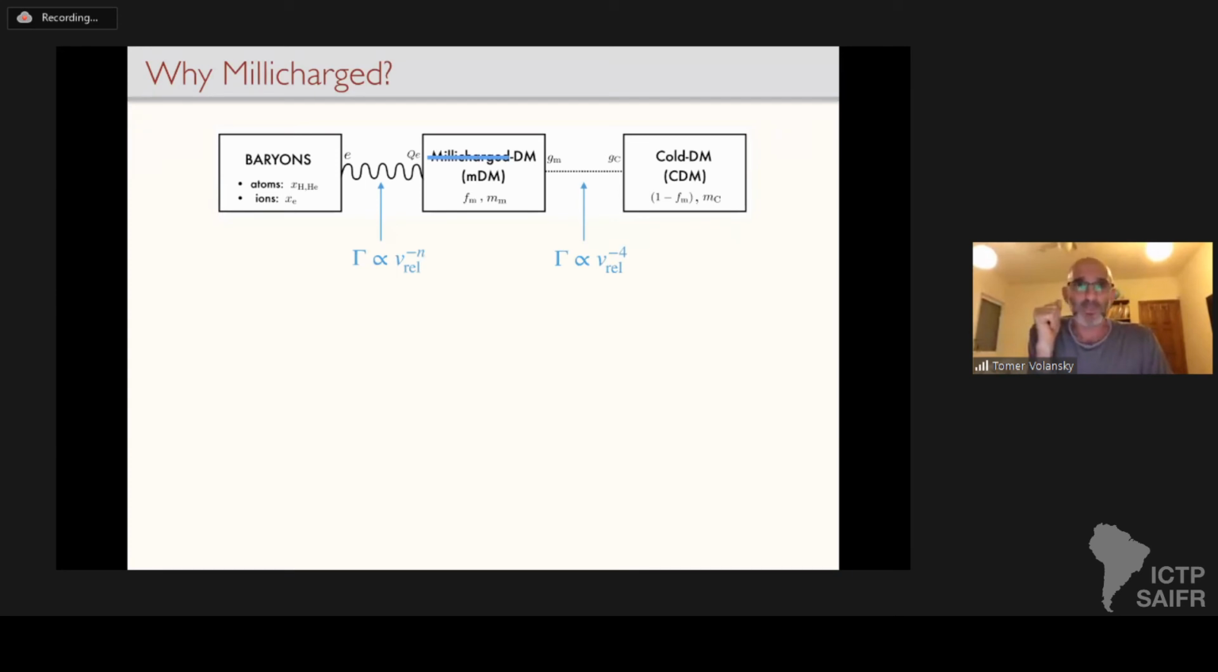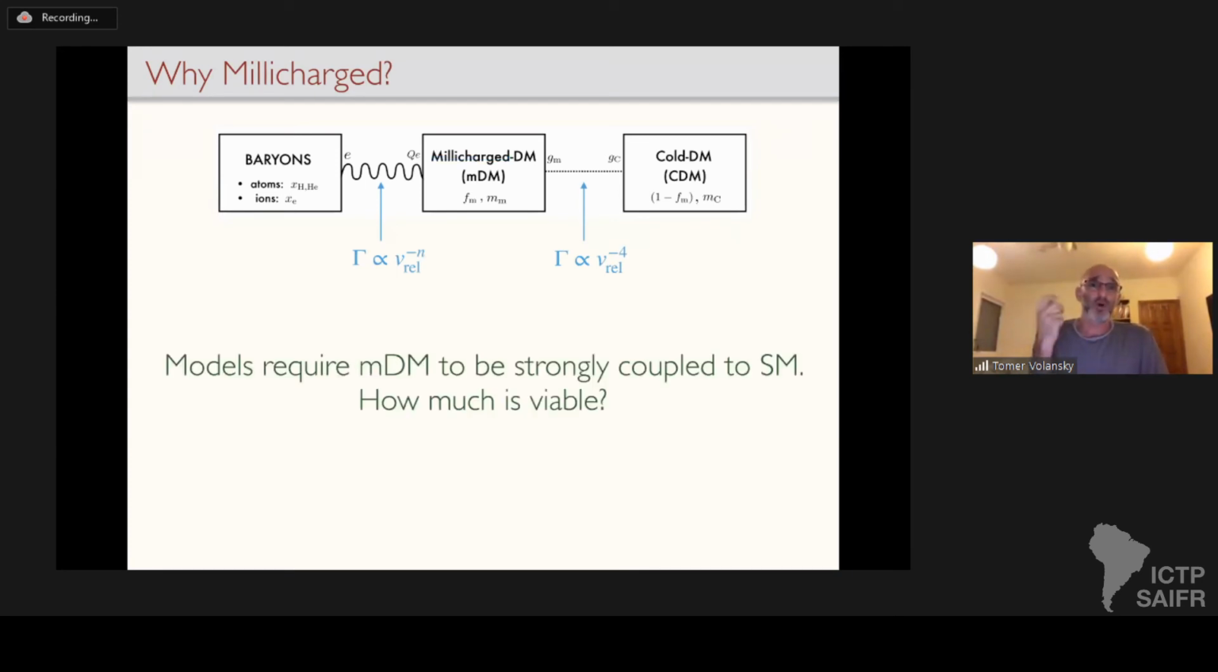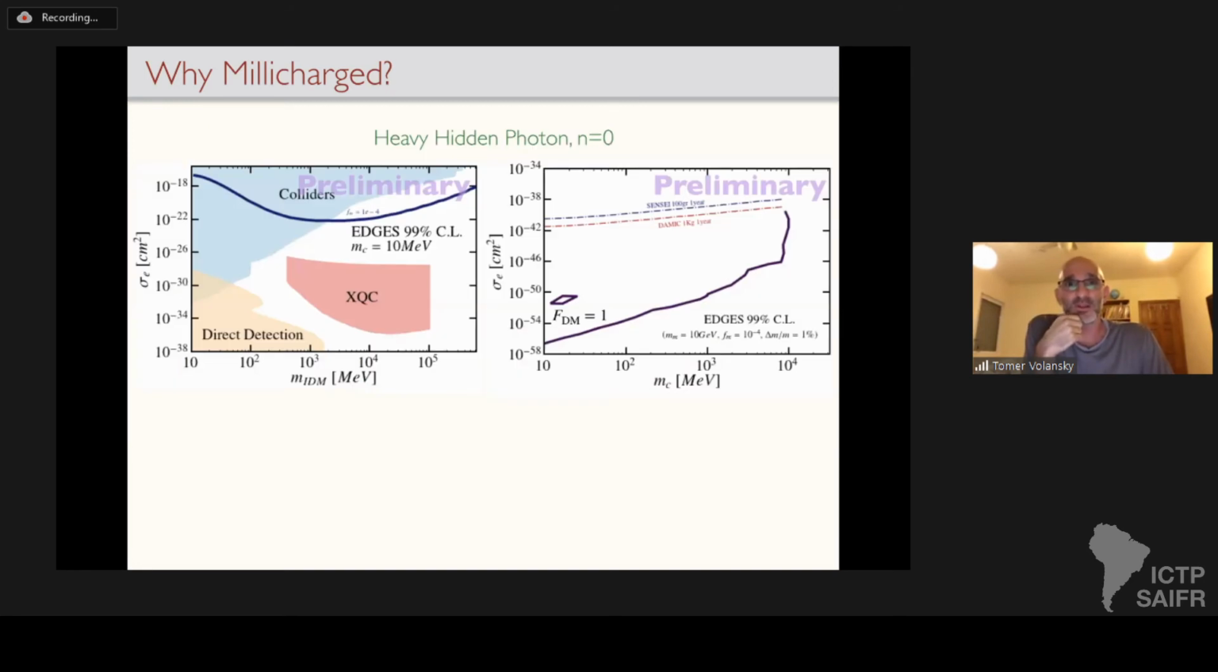And so you need models that are strongly coupled with the standard model. How much of it is viable? So there's a lot of work in progress that we've been working on here, but let me just show you one example.